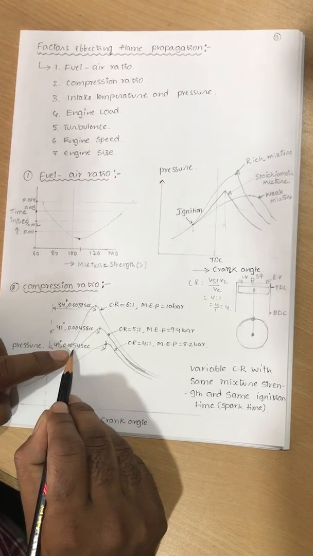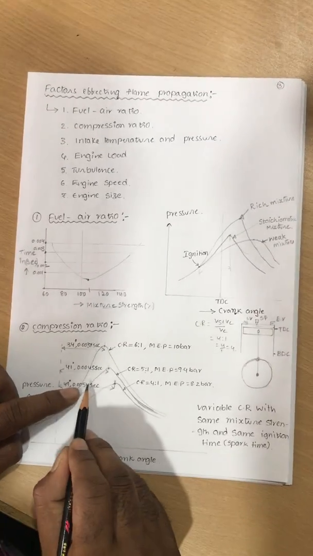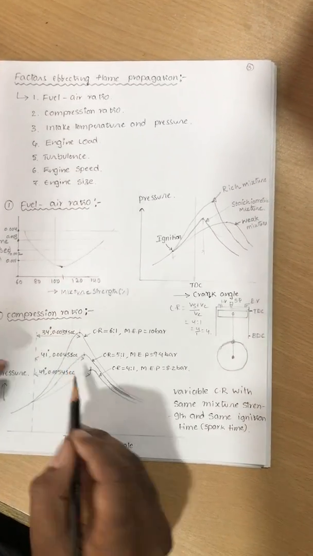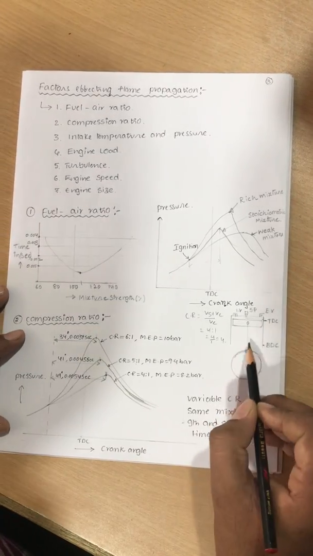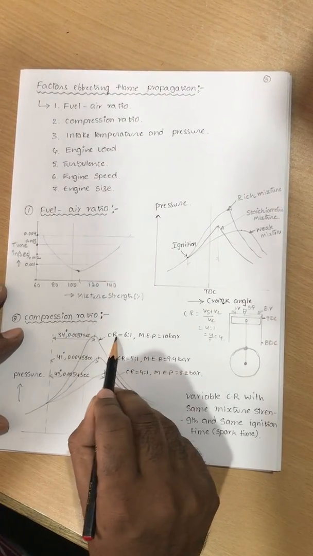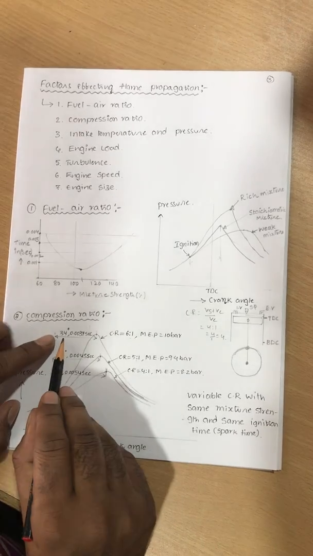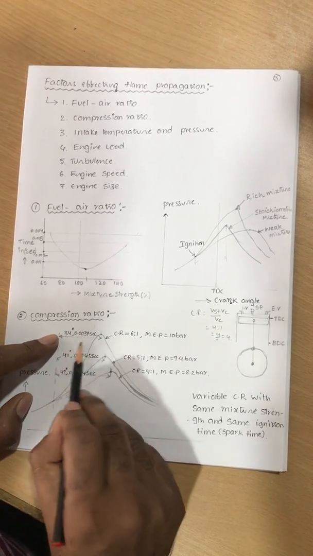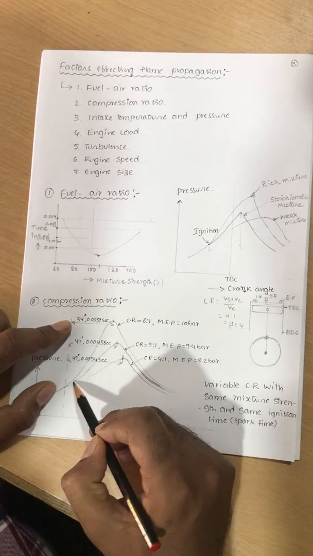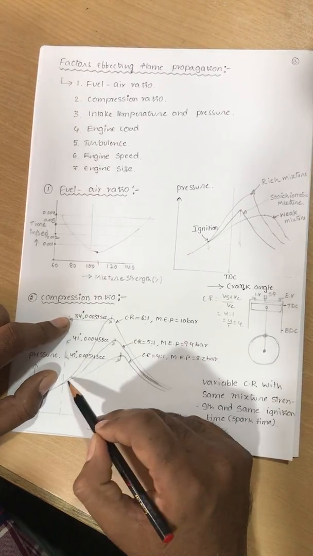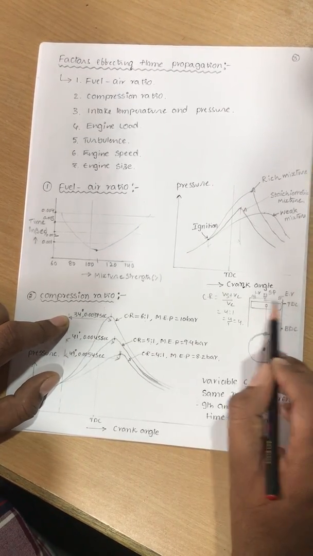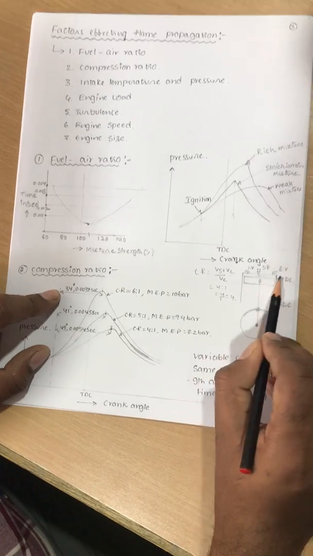From earlier 0.0054, it is now 0.0045 seconds. Time is reduced. And if I further increase the compression ratio to 6, then I will get further reduction in time. That means the time taken for complete combustion, or I can say the time taken for the flame to reach from the spark plug to the end portion, about the directions.